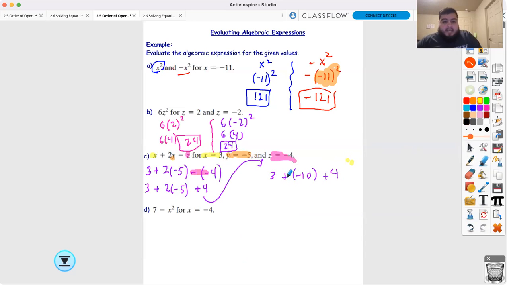Uh-oh, but I have a plus and negative, guys. What does that mean? What do I do with this plus and negative? What does that simplify to? What operation? Negative. There we go. So you get 3 minus 10 plus 4.